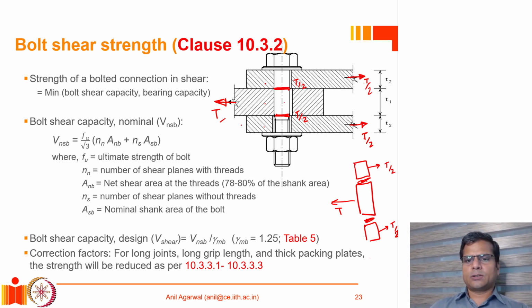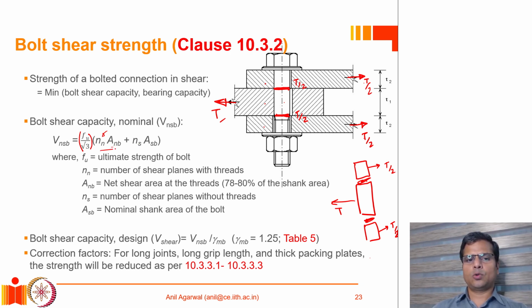That force T, which is actually the shear capacity of the bolt, is written as VNSB, where V stands for the shear capacity, N stands for nominal, because we have not used the material factor of safety yet, S stands for shear and B stands for bolt. It is equal to FU, the ultimate stress of the bolt, divided by root 3, which is the ultimate shear stress of the bolt, multiplied by the number of shear planes multiplied by the area of the shear plane.